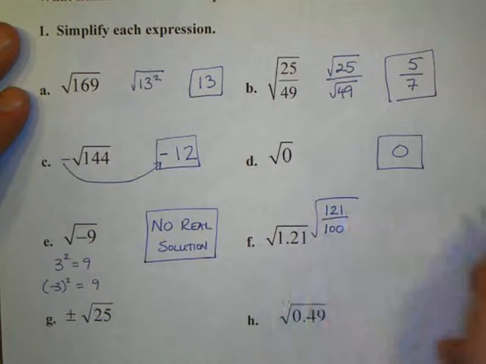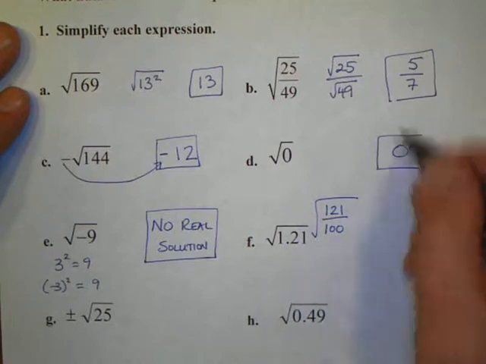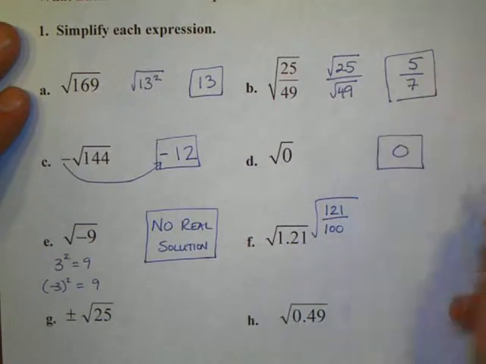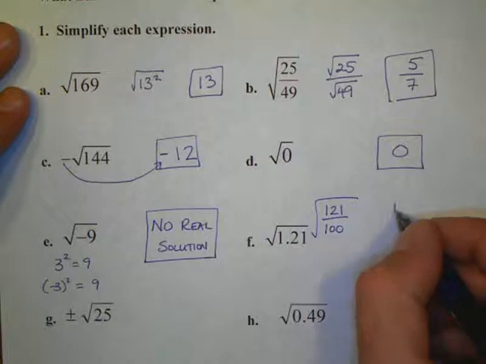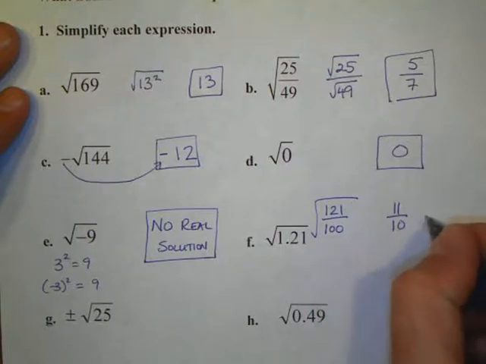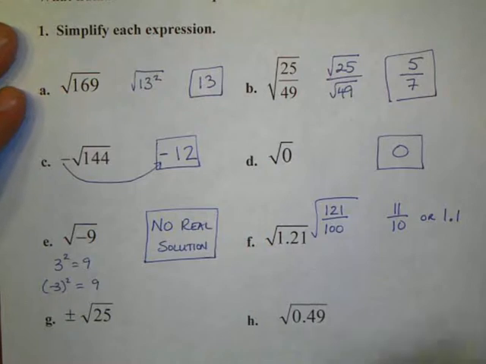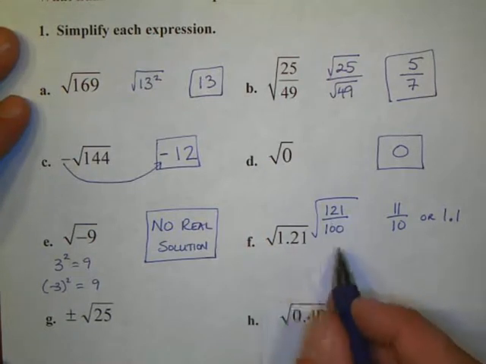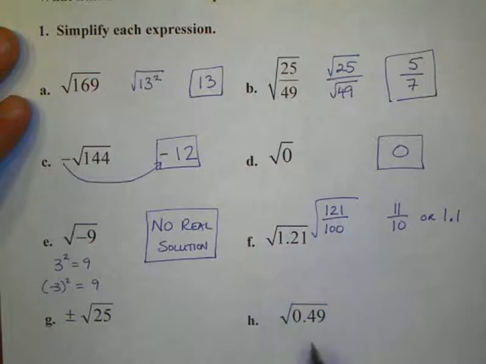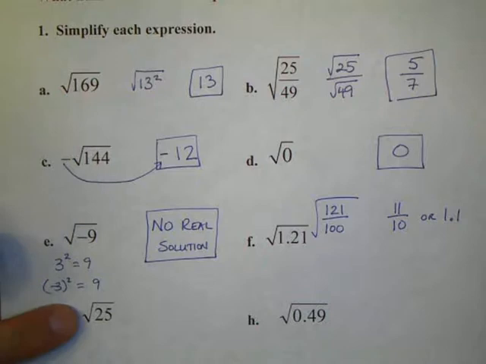Our next problem involves a decimal. As we think of a decimal, we can think of this as 121 divided by 100. Well, the square root of 121, as we learned up here in problem B, we can break it up into two parts, and so the answer to this is 11 over 10, or 1.1. What I'd like to show you is a way to figure out decimals without having to change it into a fraction, and we'll do that on the next problem down at H.